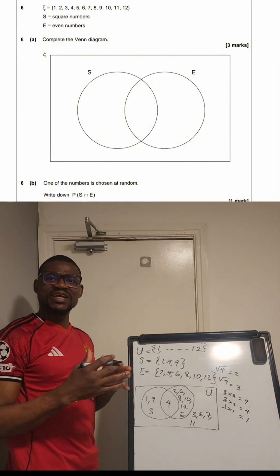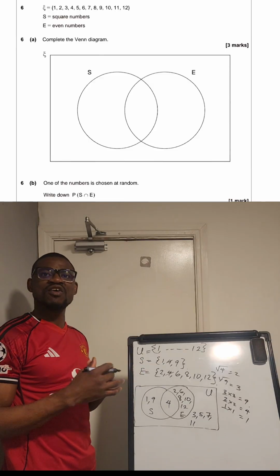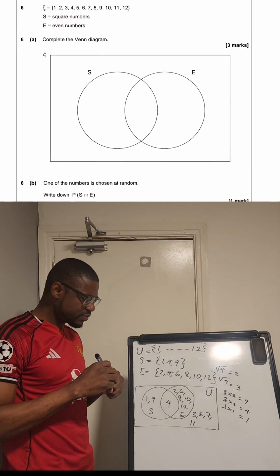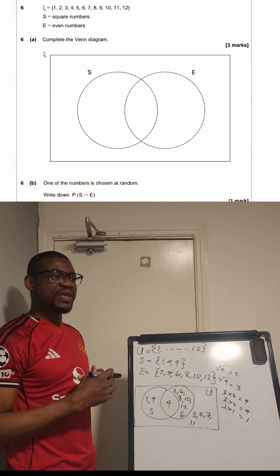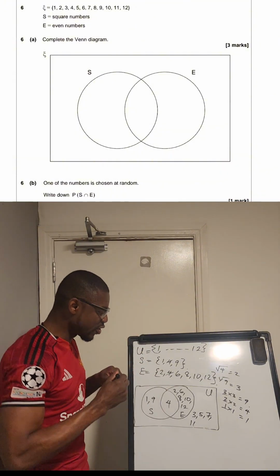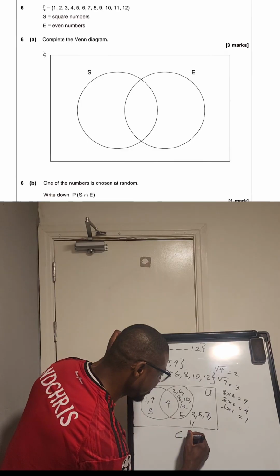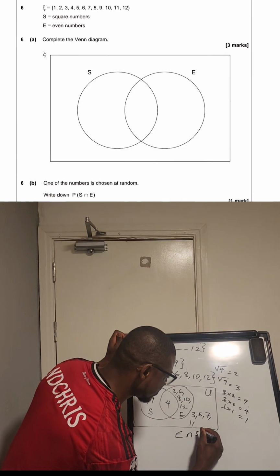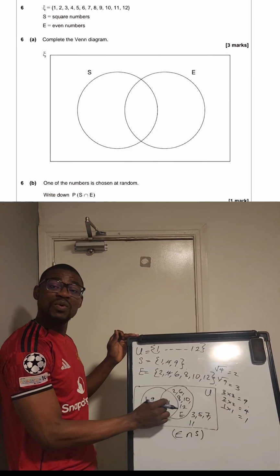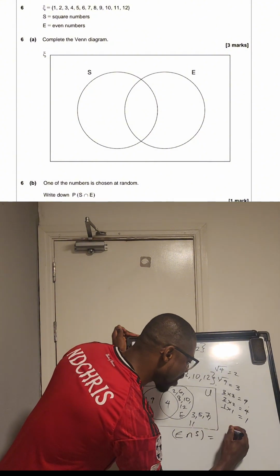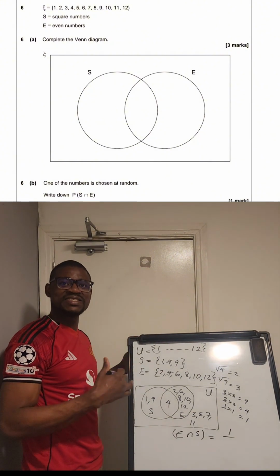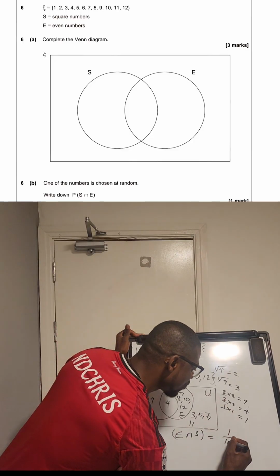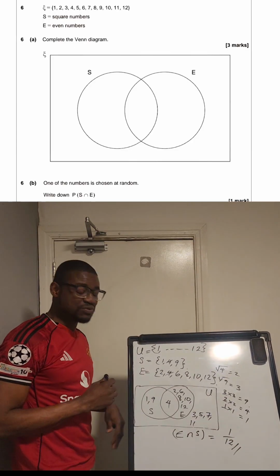Then there's a bonus question there, 6b, that says the probability of picking, okay, I can't remember what the question is, but the probability of picking E intersection S. So it is only one element, right? That becomes 1 only. And how many numbers make up the universal set? There are 12 numbers. So the probability becomes 1 over 12. That's how to solve that problem.